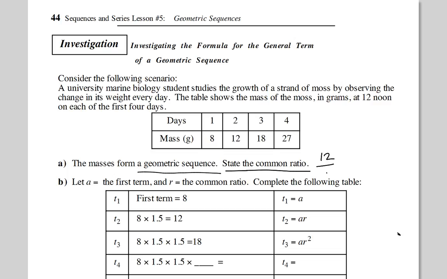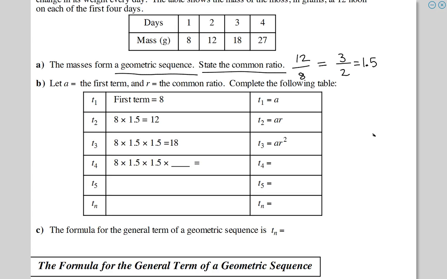Okay, 12 divided by 8. What's that ratio? Divide by 4, you got 3/2. Okay, so this is my common ratio. 3/2 as a decimal is 1.5. Okay, so that's where this 1.5 is coming from. So your first term is 8. Well, how to get into the next term? Take 8 and times it by 1.5. You get 12. Okay, take 12, which is this guy here, and times that by 1.5, you get 18. And to get the next one, you times by 1.5 again to get 27.